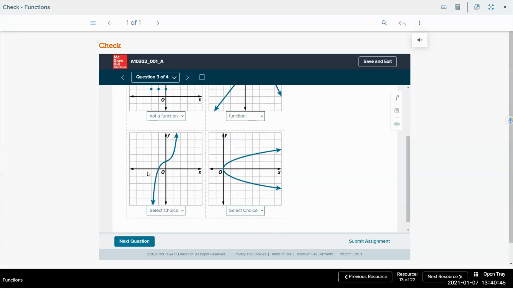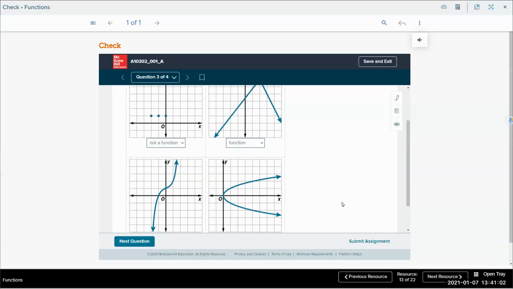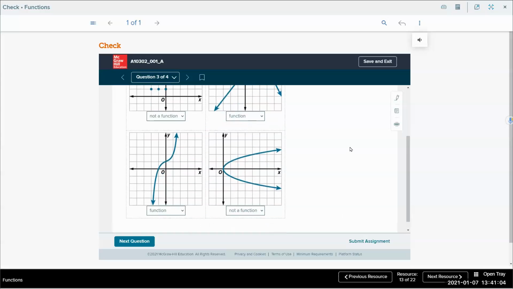Another one that I could draw as many vertical lines as I want, and every one of them would hit it only one time, so that makes it a function. And here's another one that we know there's a bunch of vertical lines I could draw, and it would hit the graph more than once, so it's not a function. Oops. All right. Any questions?